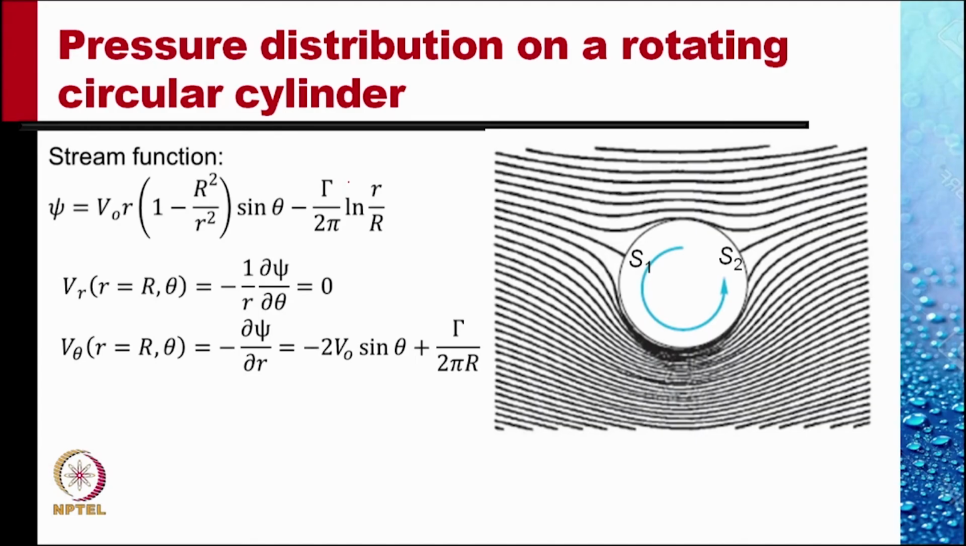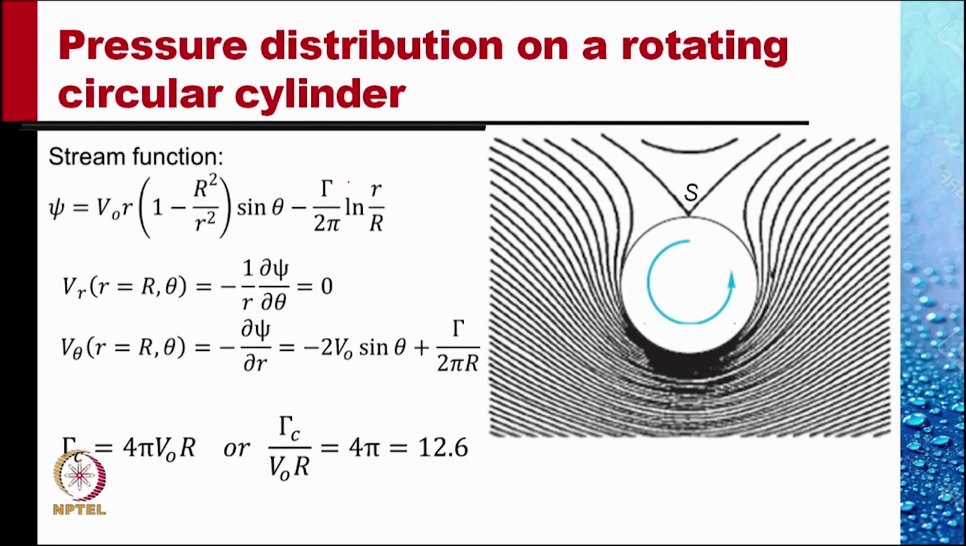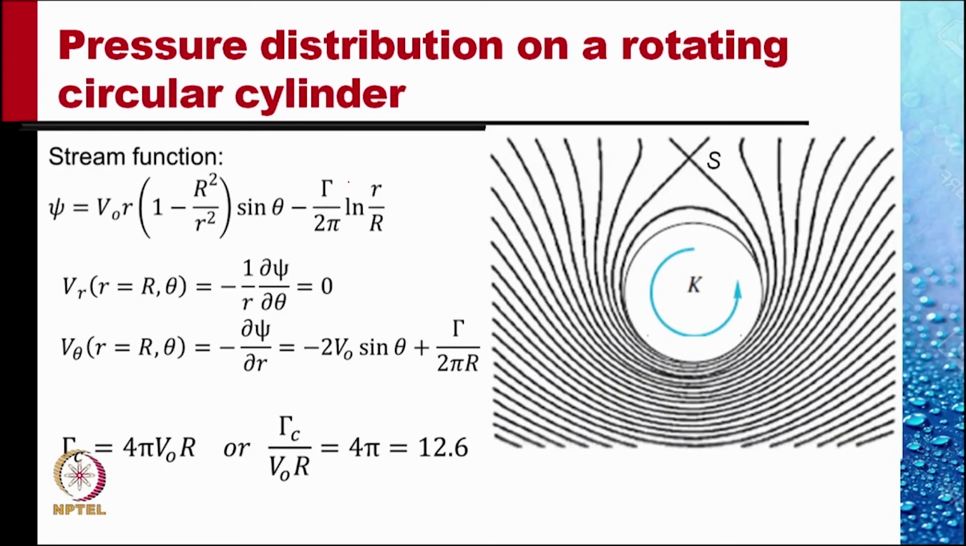If the value of gamma increases and it reaches a critical value 4 pi V naught r, such that gamma by V naught r is equal to 4 pi, which is 12.6, the 2 points S1 and S2 move till there is only one stagnation point. The asymmetry is much more. For values of gamma greater than this critical value, the stagnation points move off the cylindrical surface. As shown here, there is no stagnation point on the surface of the cylinder.